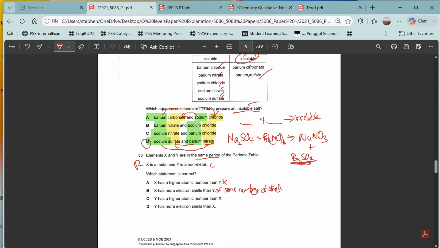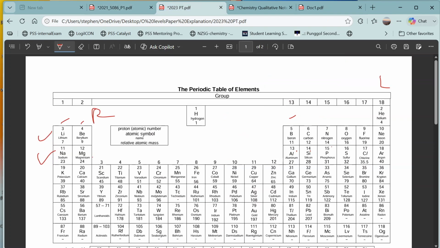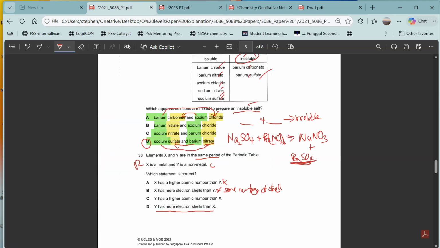Okay, then we're left with... I saw a very obvious one. Y has more electron shells? That cannot be, because same period means all of them have only 2 shells, or all of them have only 3 shells. So one cannot have more than another. Okay, the only possible answer is this one.